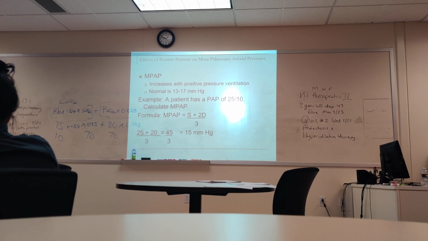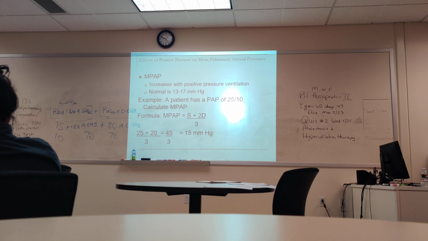Now let's find out what is normal. Again, there's a formula that says normal plus normal equals normal. If I want to find out what is normal for MPAP, I have to plug in normal values for PAP. Right here I have 25 for the systolic pressure. I have 10 for the diastolic pressure times 2, that's 20. So I have 45 divided by 3. That's 15. So normal MPAP is 15, but the range is 13 to 17.